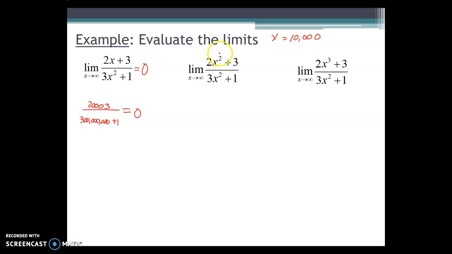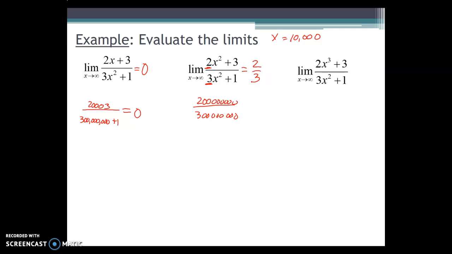Next, what happens when the degrees are equal? Again, the 3 and the 1 are basically irrelevant. If you picture 10,000, 10,000 squared is huge, and the other 10,000 squared is also huge, but they're equivalently huge. So what's the most important thing going on right here? The leading coefficient. Because what you're going to have is 200 million over 300 million, which still reduces to 2/3.